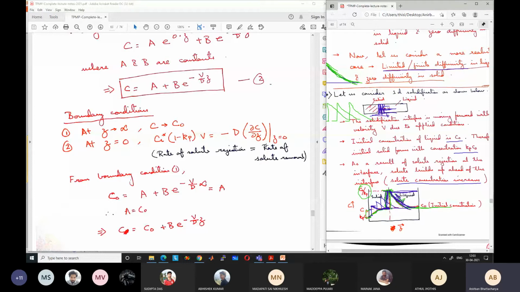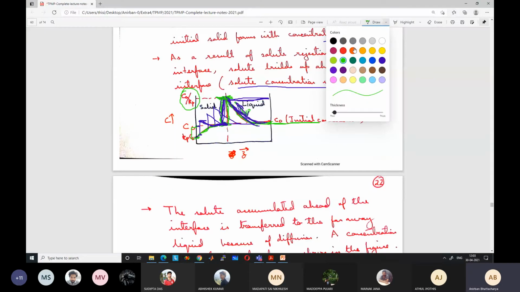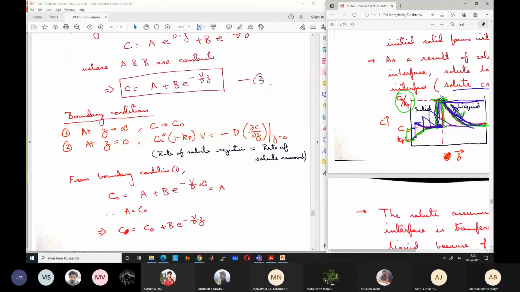So how much is that? Now the diagram looks very complicated because I have drawn so many things, but it will be clear from here. Let me use some other color. It will be clear that the liquid concentration was Cl star, where C0 by Kp is Cl star, and the solid concentration is Cs star. Cs star is Cl star into Kp. So the extra concentration that was present here is Cl star minus Cl star into Kp, so Cl star into 1 minus Kp.